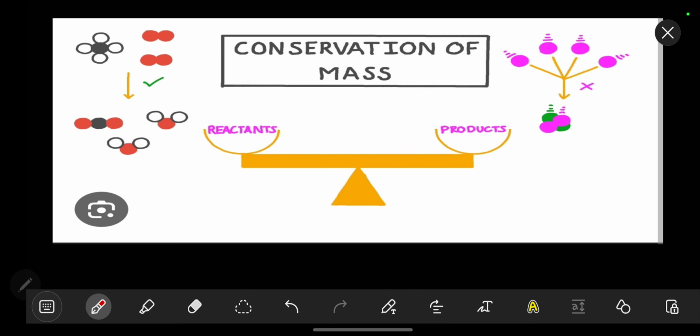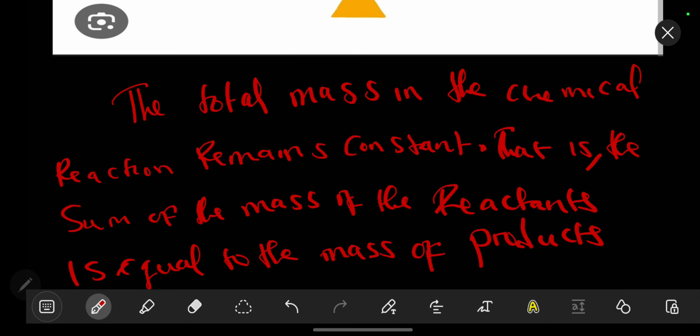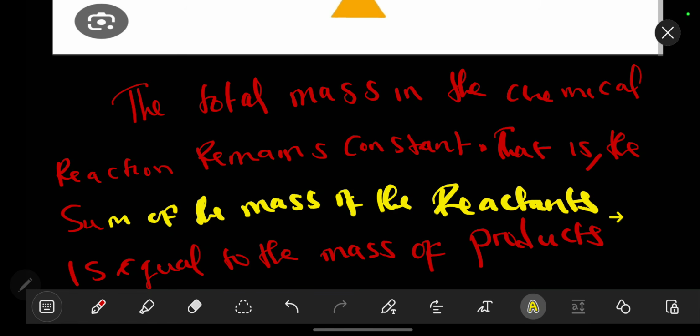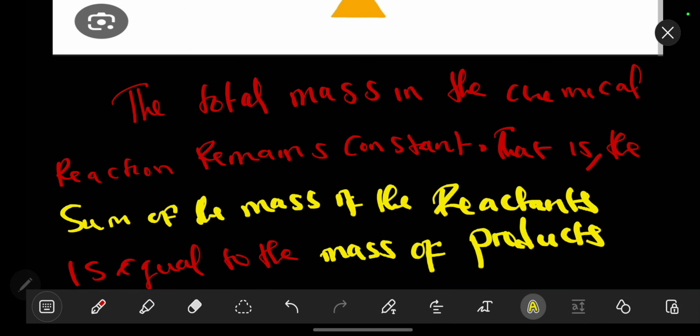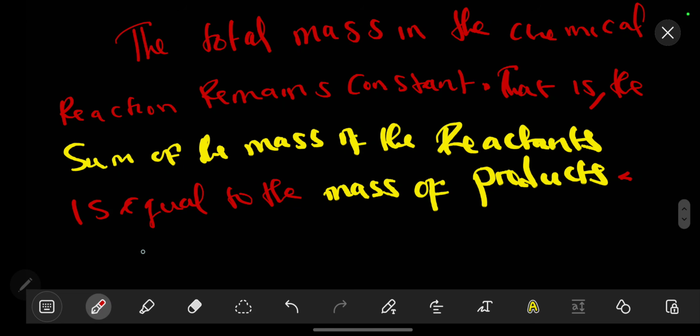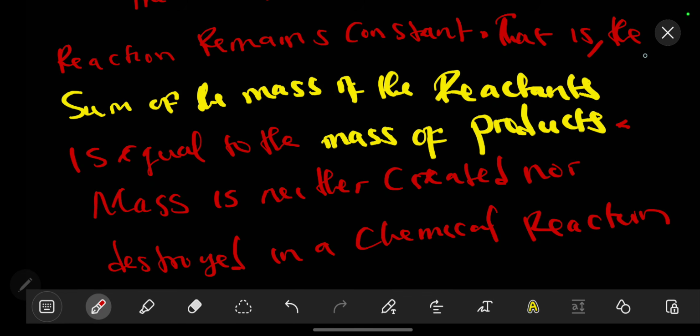What does it say? The total mass in a chemical reaction remains constant. So what we mean by that is that the sum of the mass of the reactants is equal to the sum of the mass of the products. So this is what we mean. In other words, we can define the law of conservation of mass as: mass is neither created nor destroyed.